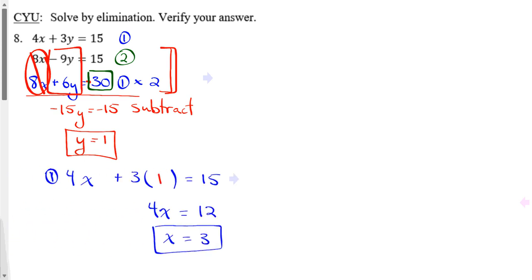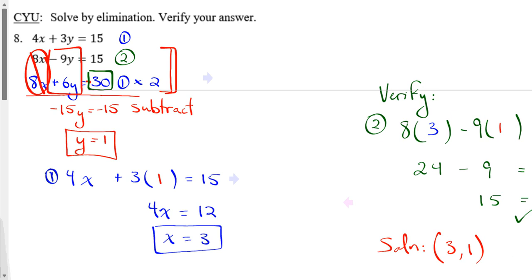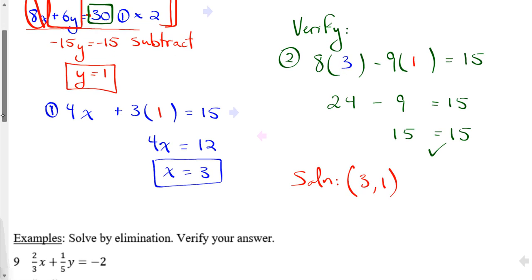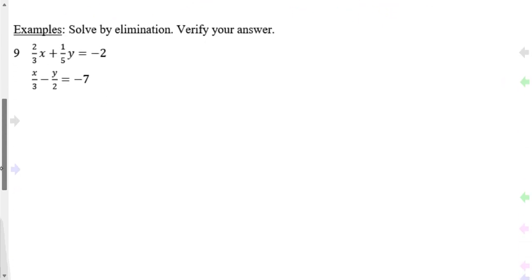Pick an equation. I choose equation 1, substitute the y and solve for x, and then verify in equation 2, substituting both x and y. And if I wasn't getting left side equals right side, I would double check to make sure I did my verifying correct first. If I'm confident that was correct, then I need to go back and check my algebraic process for solving to find y and then x. All right, on to question number 9.